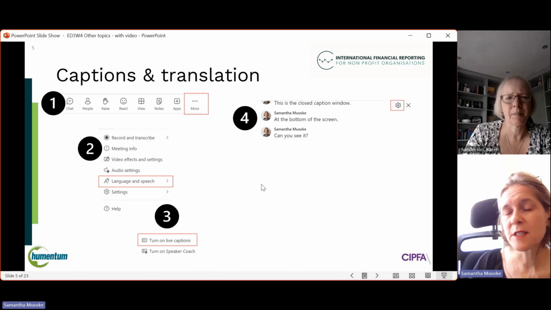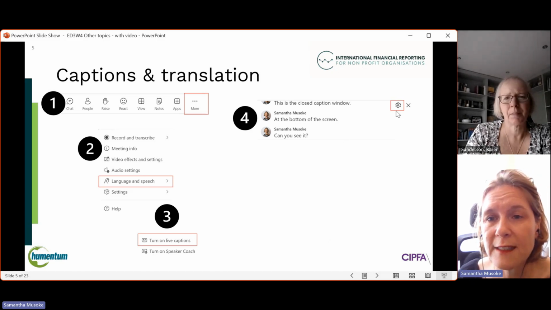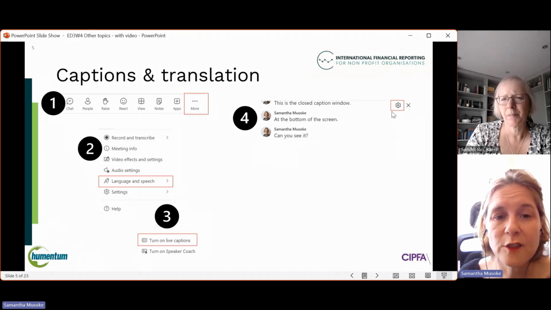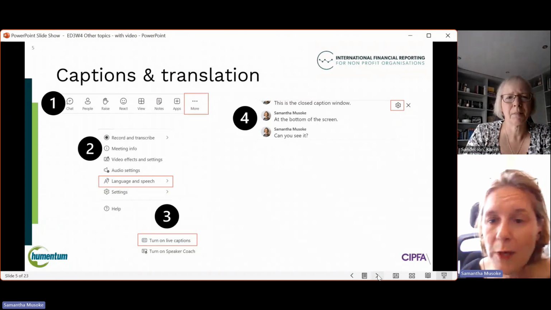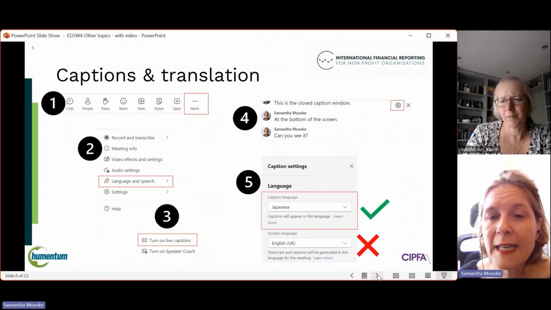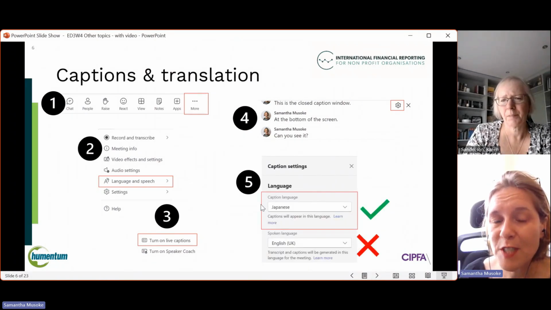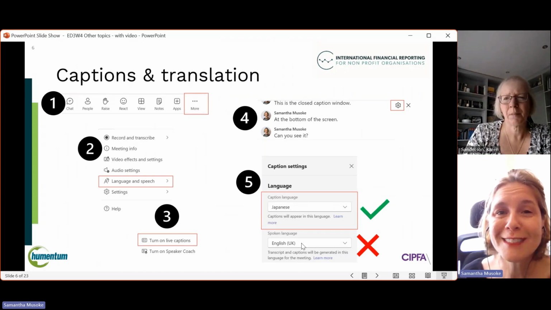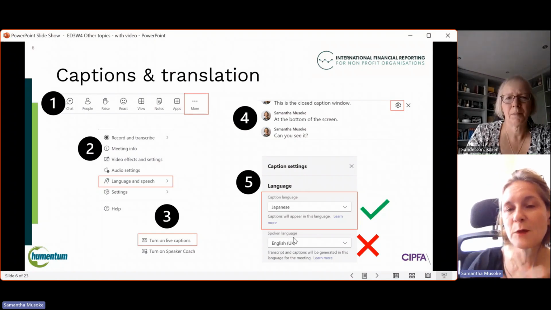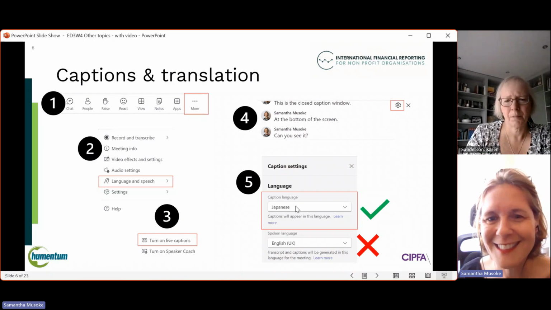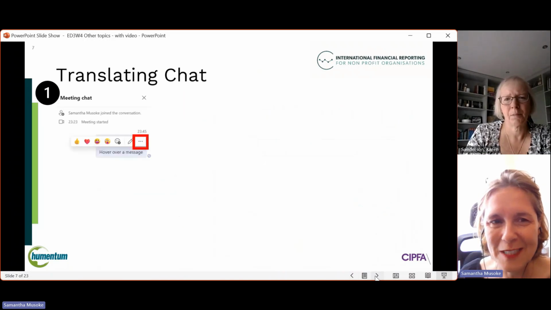Then when you have the captions displayed at the bottom of your screen, there's a little settings cog in the top right corner of that lower window. Here you have the option to change the caption language into one of 28 languages. Please do not change the spoken language because we are speaking English. If you change it, it will come up with a warning sign saying change for everybody. Please don't do that. Change the caption language.